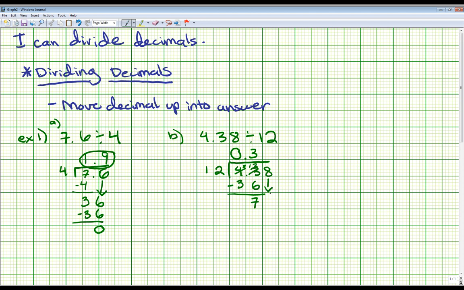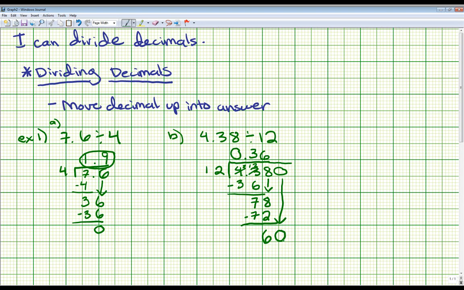We're going to bring the 8 down now. Now we have to ask how many times can 12 go into 78? And 12 can go into 78 6 different times. If we did 6 times 12, that would be 72. Now 78 take away 72 leaves us with 6. Now we still have a remainder, but we've already brought down everything we have up here. So what we have to do next is extend our division bar, put a 0 next to our 8, and we're going to bring the 0 down. We need to keep going until we have no remainder.